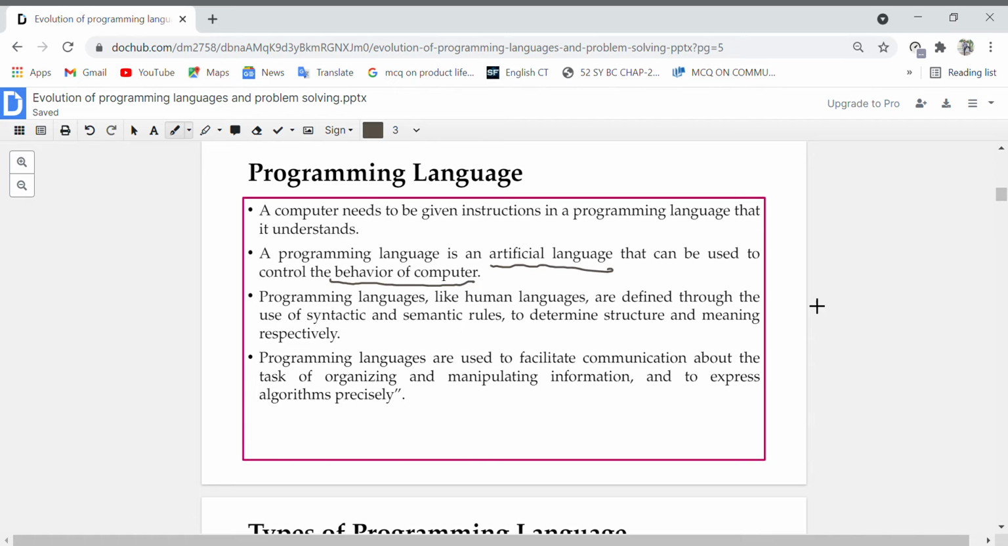They are defined through syntactic and semantic rules. They are used to facilitate communication for organizing the task and manipulating information. These are all the main things you need to learn. Then moving on to the next part. So this is all about programming language: instructions, artificial language, behavior of computer, syntactic and semantic rules, facilitation of information, organizing task and manipulating information.